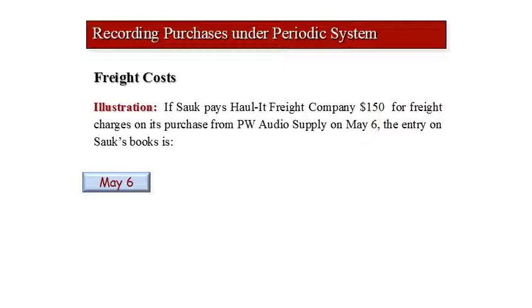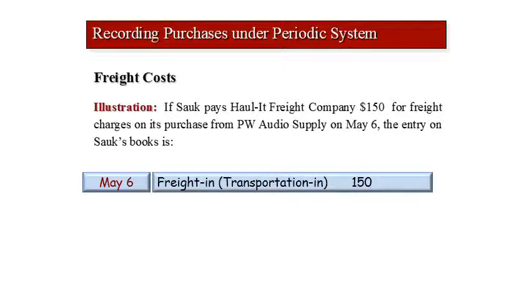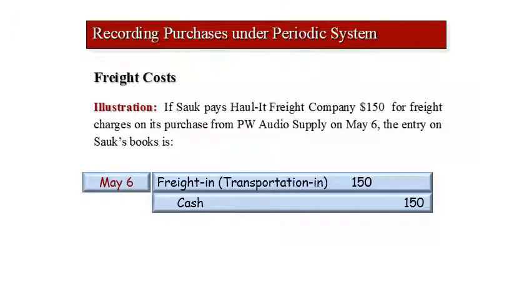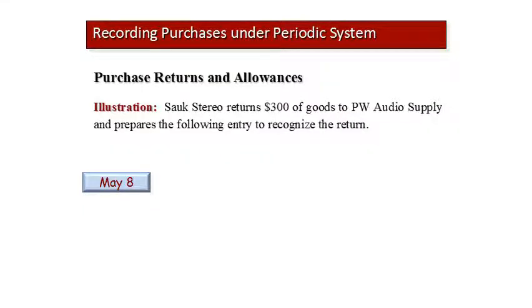The entry will be, according to the perpetual, we used inventory. Here we use freight cost. Yes, freight in or transportation in, debit 150 because it is an expense, debit nature, and we paid cash, so the credit will be cash. What about the purchase return and allowance? Purchase return and allowance is the opposite of the purchase. Purchase is debit nature, so the purchase return and allowance will be credit nature.